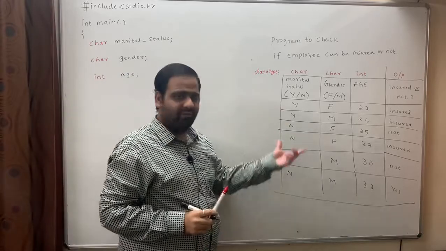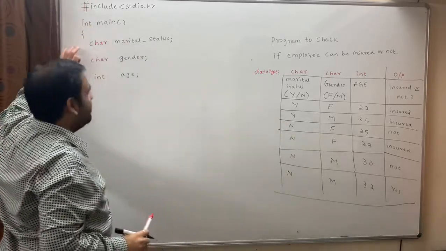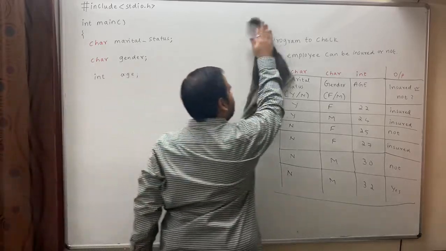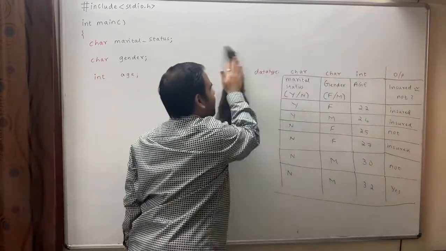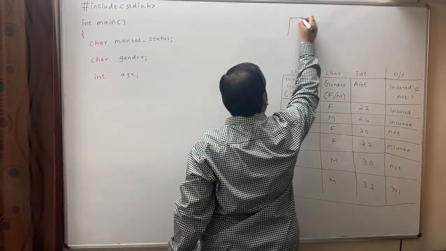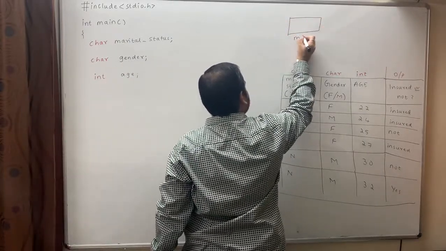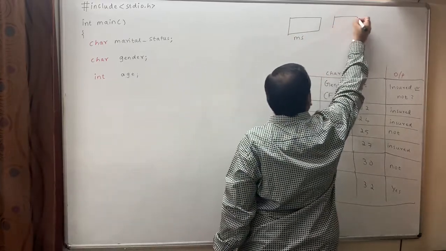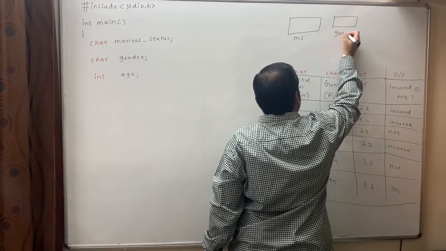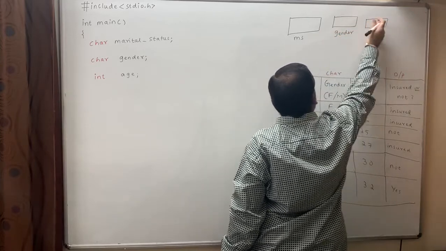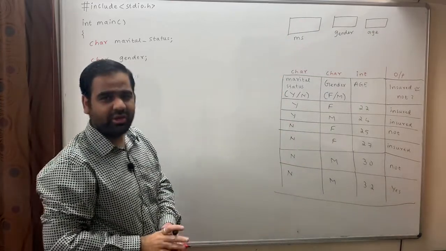Now we have to read them one by one. Now whenever you declare these three variables, what will happen? The three variables are created. And how are these three variables created? Let's see over here. Now this is the variable marital status. I just write ms. ms is marital status. Another variable is created, that is gender, and the last variable is created, that is age, and all have garbage, garbage and garbage.